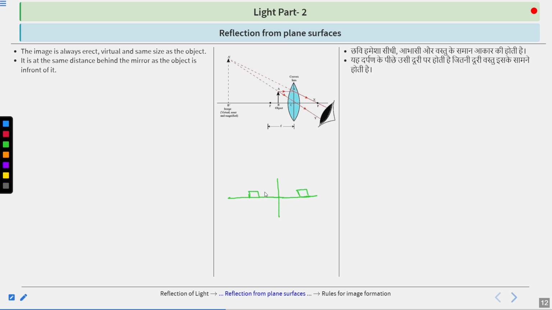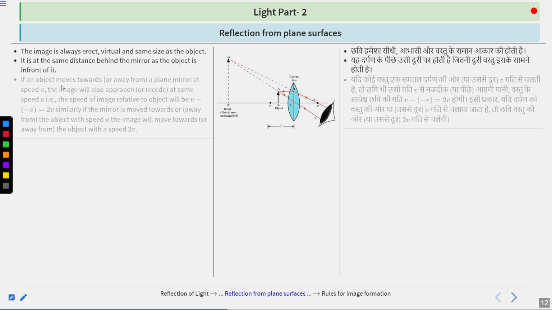So now you can say the image will be at the same distance from the mirror as the distance of the object. So it is at the same distance behind the mirror as the object is in front of it.